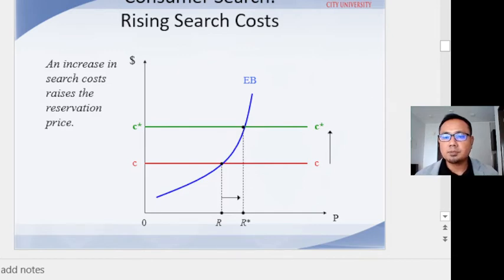So what happens if the cost of searching increases? Okay. As shown from this graph, you can see an increase in search cost shifts up the horizontal line to C plus, resulting in a higher reservation price. Okay. So this means the consumer will now find more prices acceptable and will search less intensively. Similarly, if the cost of searching for a lower price falls, the consumer will search more heavily for a lower price.